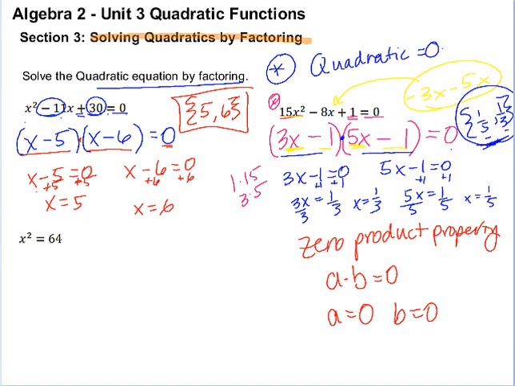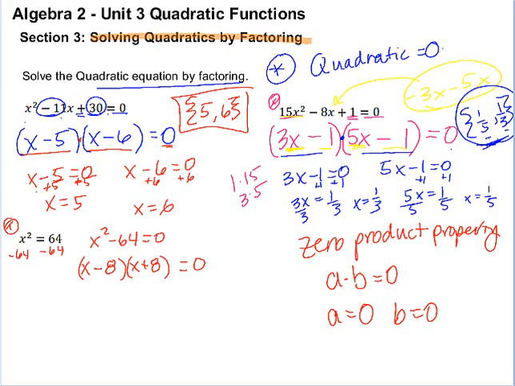All right, next problem, x squared is equal to 64. First off, we need this to be equal to 0, so we'd subtract 64. So now we have x squared minus 64 equals 0. Then we factor it. This is a difference of squares, so x minus 8 times x plus 8. Hopefully you remember factoring from the beginning of the year.